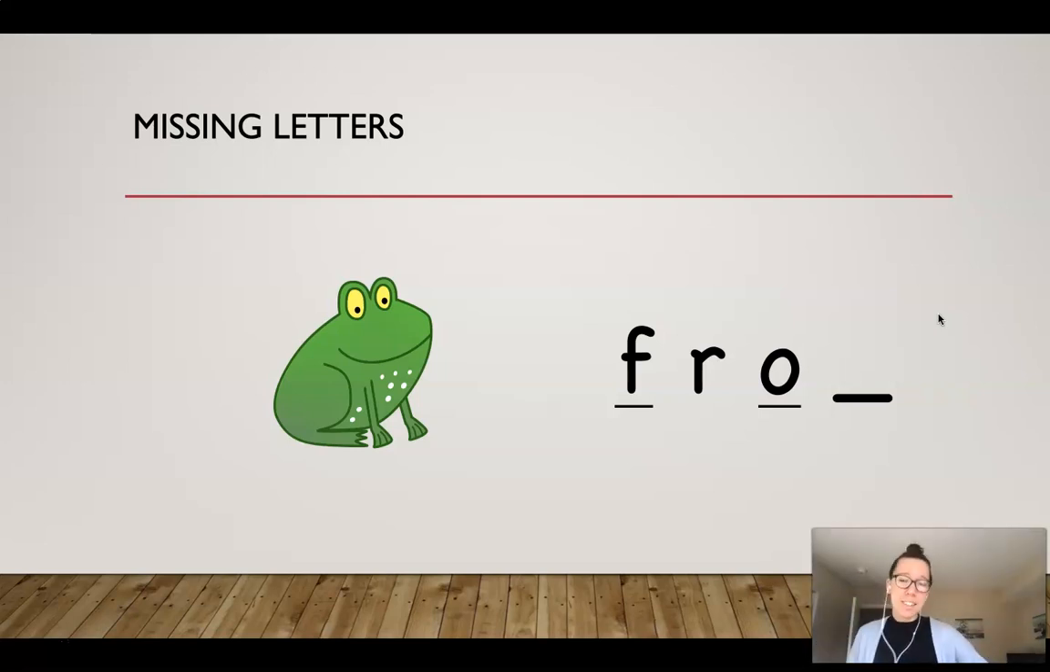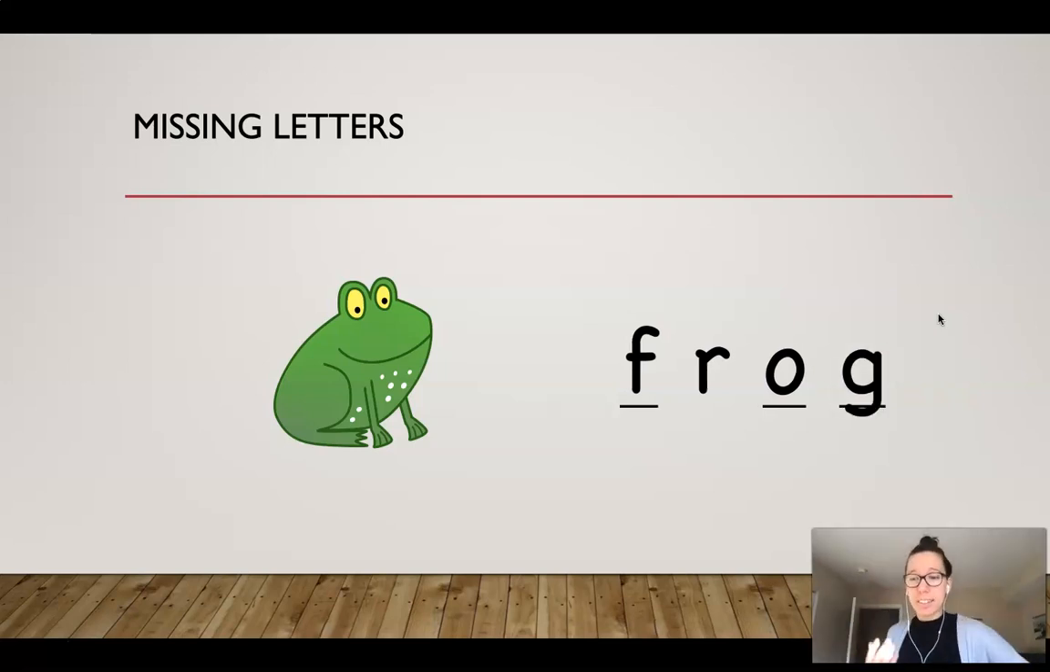So what's our last sound then? What is the last sound we hear in frog? Very good. The last sound is g. We know that the letter G says g, so we're going to write down G in our last blank. This is the word frog. It's spelled F-R-O-G, and we would sound it out f-r-o-g, frog.